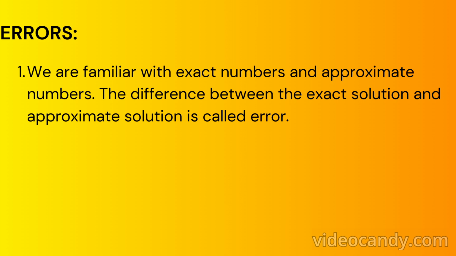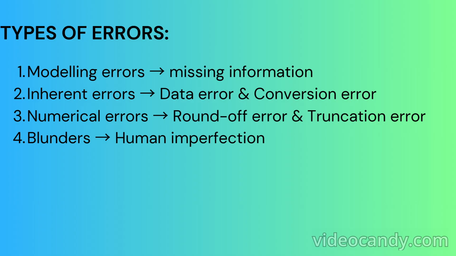The first one is error. We are familiar with exact numbers and approximate numbers. The difference between the exact solution and the approximate solution is called error. There are types of error: modeling error, meaning missing information. Inherent error has data error and conversion error. Numerical error has round-off error and truncation error, and a blunder means human imperfection.